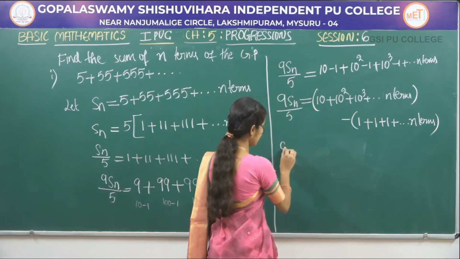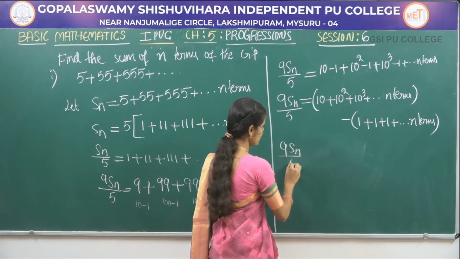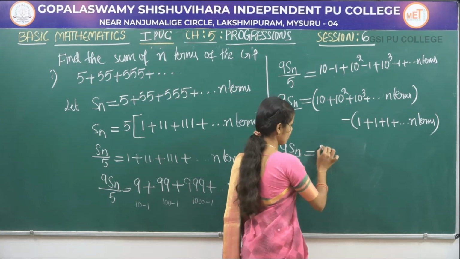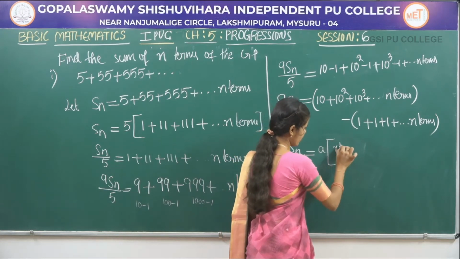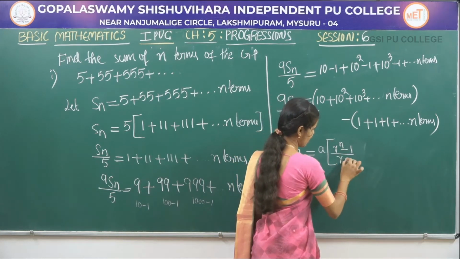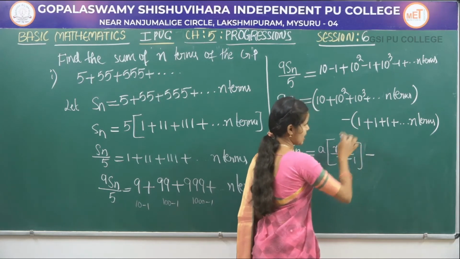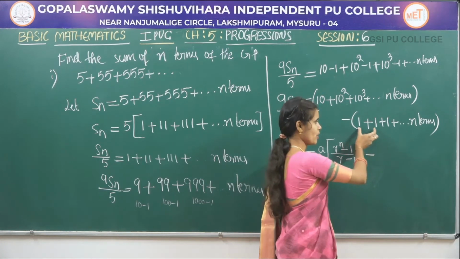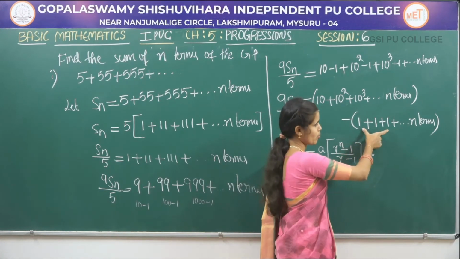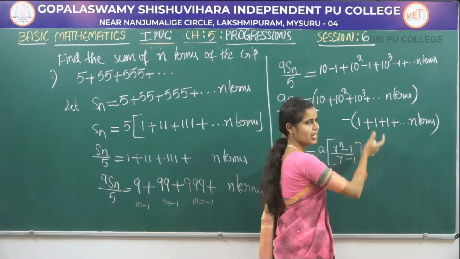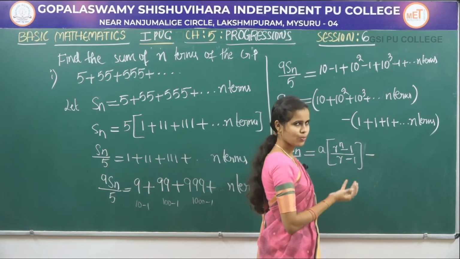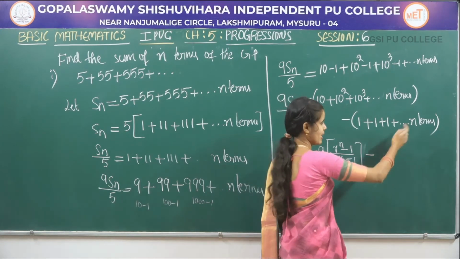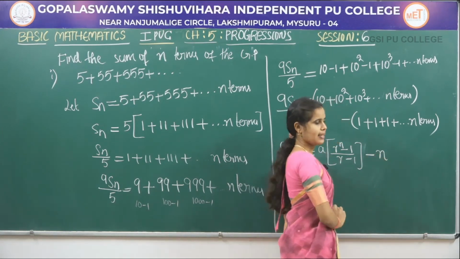So write 9Sn divided by 5 is equal to, using the formula A(R^n minus 1) divided by R minus 1, minus (1 plus 1 plus 1, n times). So n terms. Suppose we consider 2 terms, 1 plus 1 is 2. If we consider 3, 1 plus 1 plus 1 is 3. If we consider 4 terms, 1 plus 1 plus 1 plus 1 means 4. So here we consider n terms, which means n.